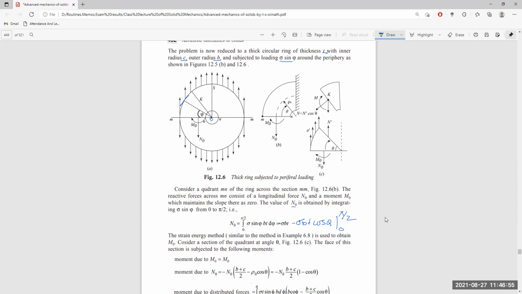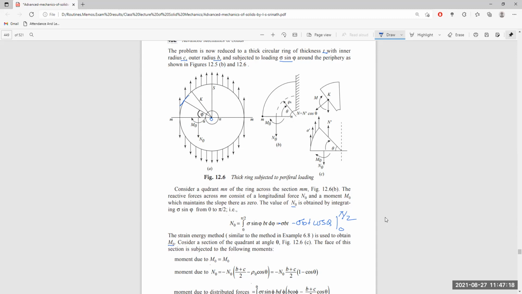Now, the strain energy method, as we have discussed earlier, is used to obtain M0, the total torque which is created here. Only if you know the torque here can you use the strain energy equation. So we have to find out what the different torques acting over this portion of the section are.